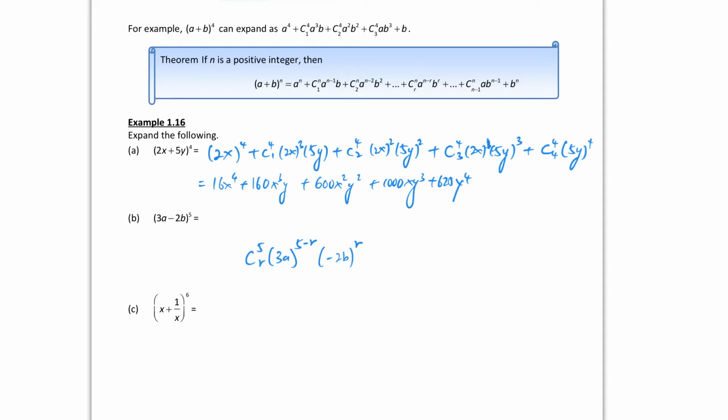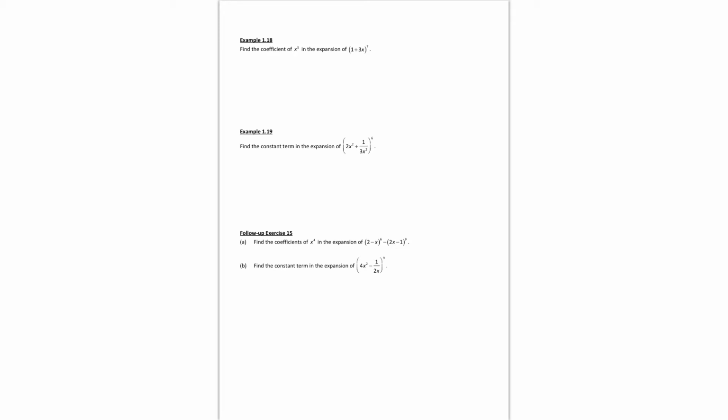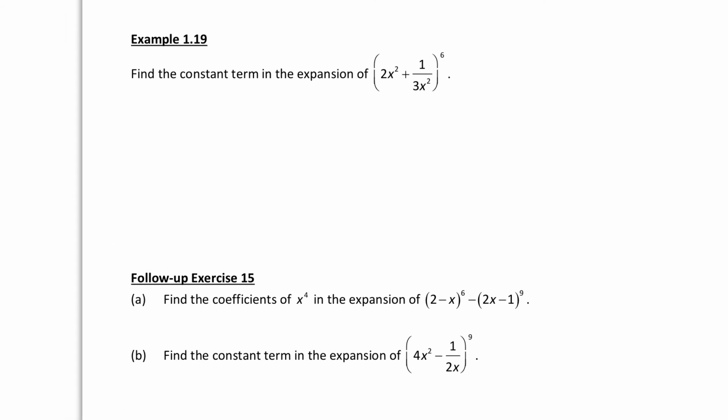Let's see some examples. Page 19. Question example 1.19. Find the constant term in the expansion of (2x^2 + 1/(3x^2))^6. What can we do? I can write down the general term. I mentioned before, the general term is 6Cr times (2x^2)^(6-r) times (1/(3x^2))^r.